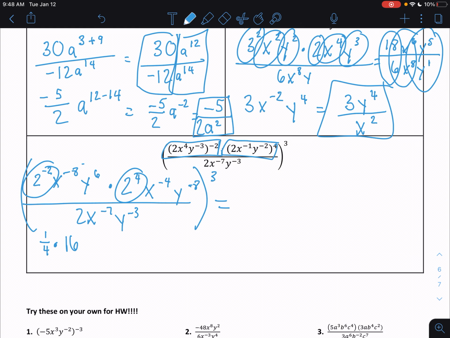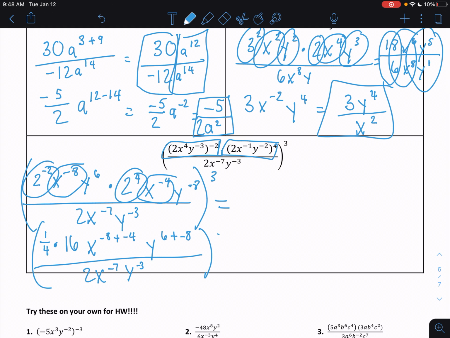Now let's look at our x's. We have x to the negative 8 and x to the negative 4. X to the negative 8 plus negative 4. Let's look at our y's. Y to the 6 plus negative 8. I'm going to continue this up here. So now we will have 1/4 times 16, which is 4. 4x to the negative 8 plus negative 4, to the negative 12, and y to the negative 2, all over the same thing.